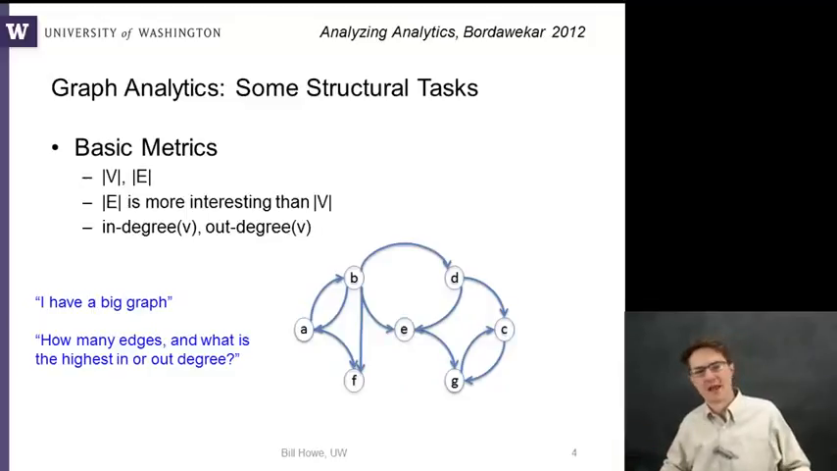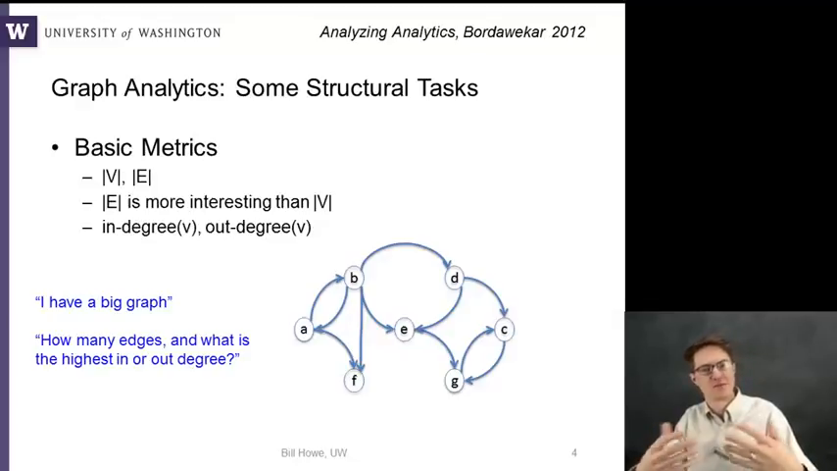The first thing to do when encountering a graph that you're expected to work with or understand is just to collect some basic metrics, right? How big is it? How many vertices and how many edges? And one of the takeaways I want you to have is that the number of edges is more relevant than the number of vertices when you're trying to understand the scale of a graph.